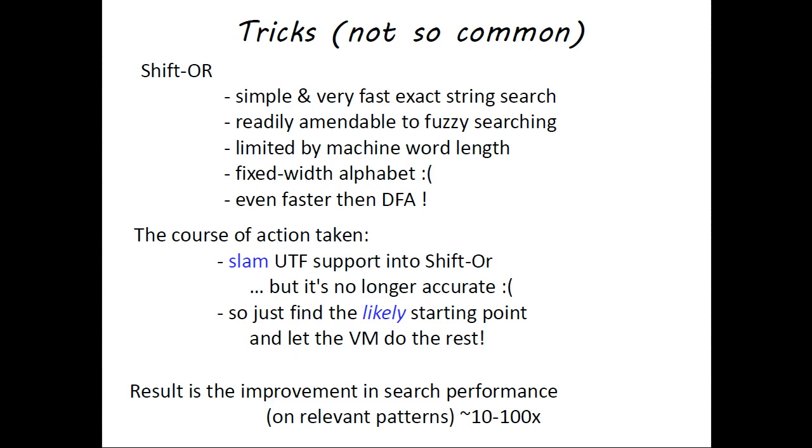And there's a problem with that. As defined, it doesn't work with UTF, so I had to do some tricks to tweak it. And it turns out that it became less accurate. But for our purposes, it will do, because we just find the likely starting point and then launch the full VM machine. And the great result is that this brings search performance to something like 10 times what it was before, or maybe 20 times. It depends on your pattern.